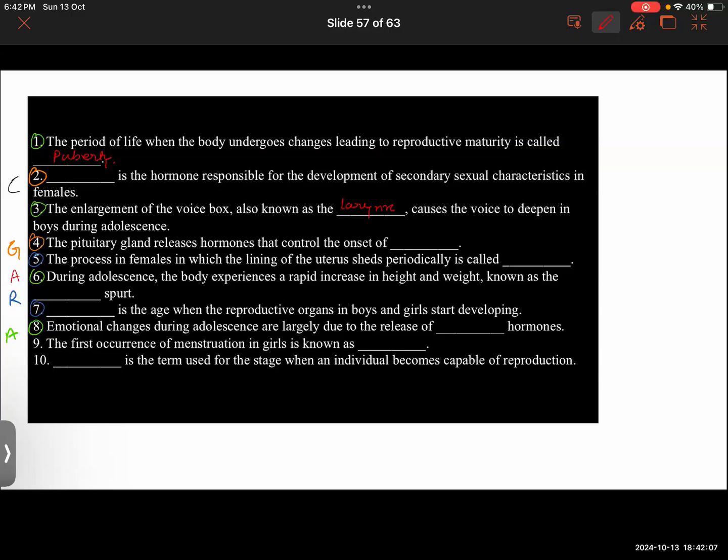So the ninth one is known as menarche. Well done, menarche. And the 10th one has the same answer as the first one, puberty. Exactly. Okay, no?